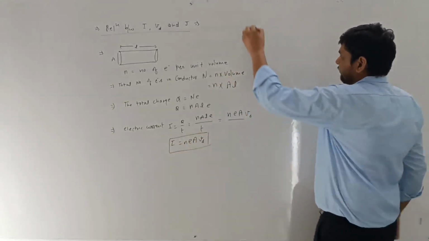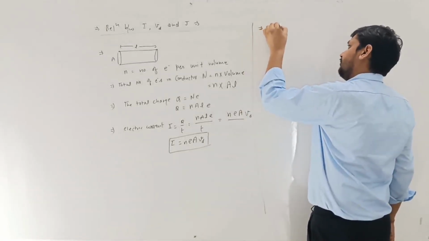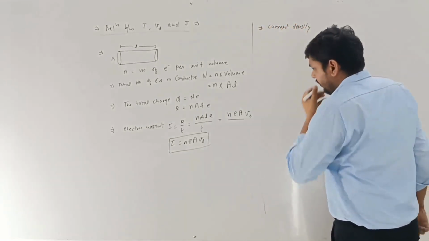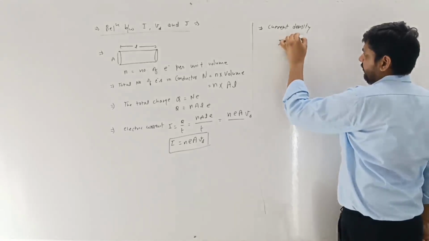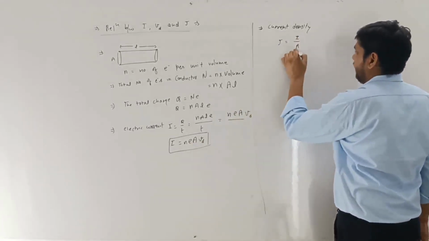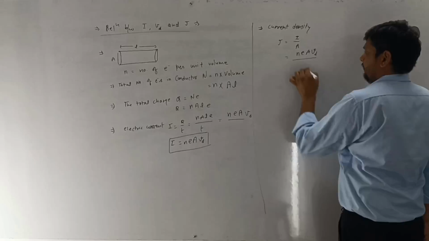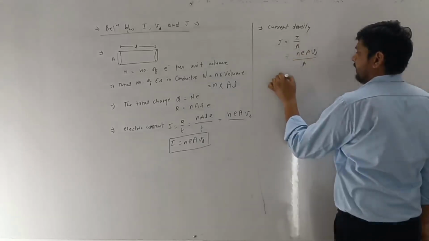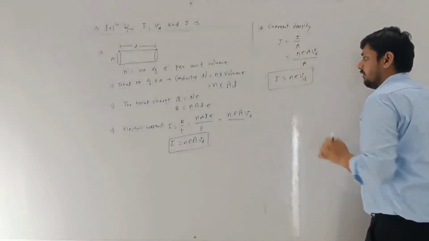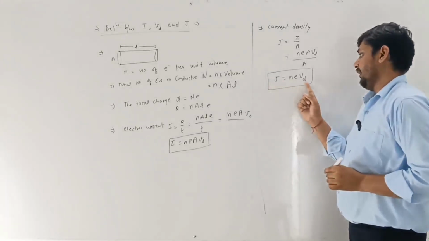Now we know current density. Current density J is equal to I upon A. The value of I is equal to NeAV, so the value of J is equal to NeAV upon A, which is NeV. This is the value of current density, and this is the relation between J and V.